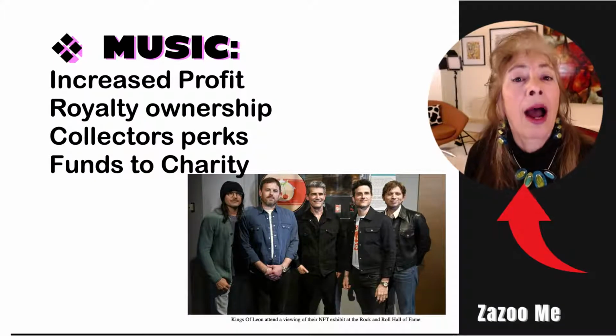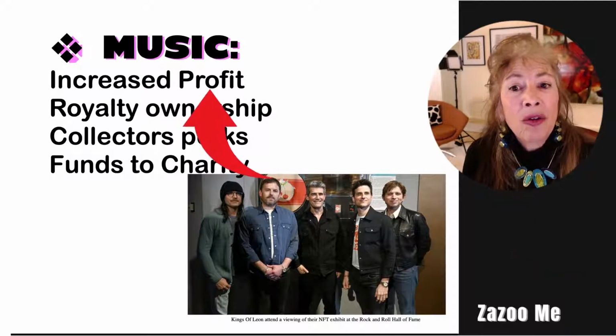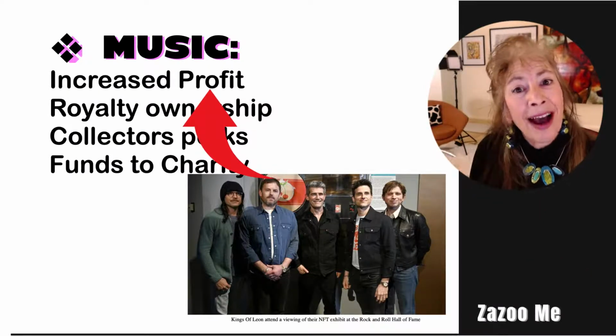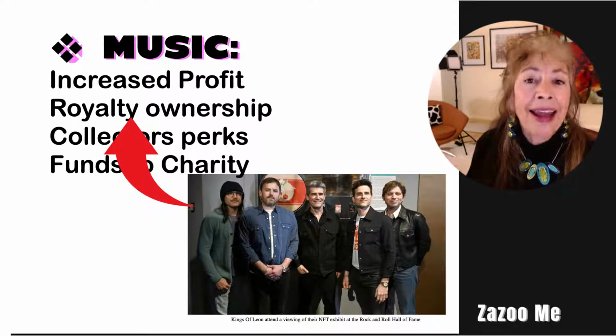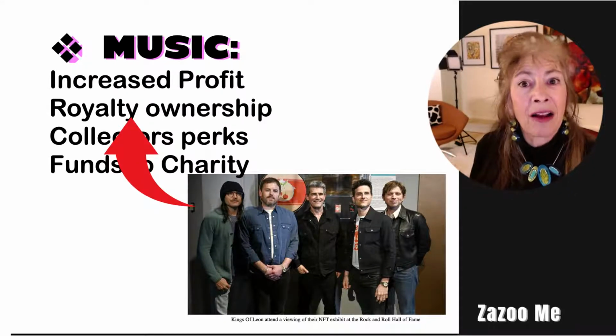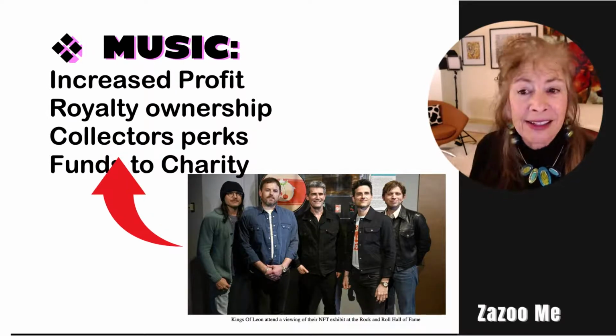What if you are a musician, a singer, a performer? You get increased profit because now you kind of cut out the middleman. You can also get a royalty on everything directly that you sell as an NFT. You can give away perks to your top fans and collectors.